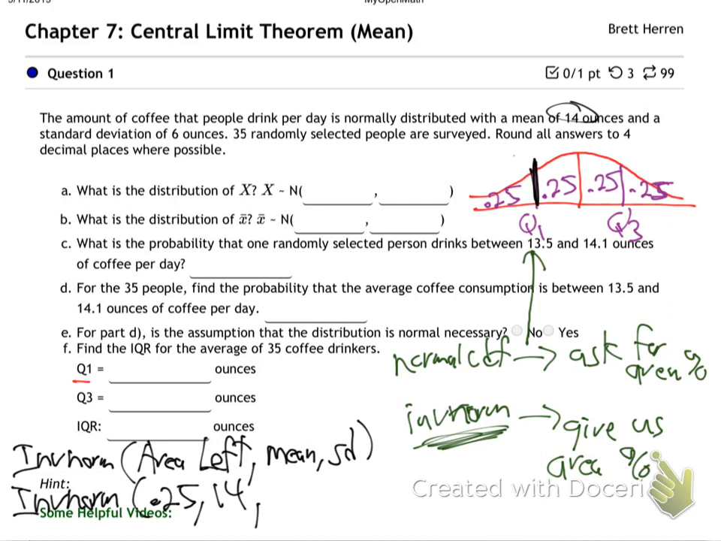So part F, is this a group or an individual? Yeah, 35 coffee drinkers. So I take the standard deviation, the old one was 6, and divide by square root of 35. That's the only difference. Just divide by square root of 35. That's the only difference of tonight, basically. It's nice. It's like a night off. It's the same thing.